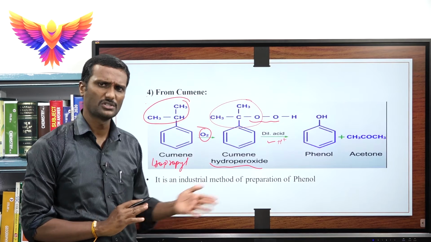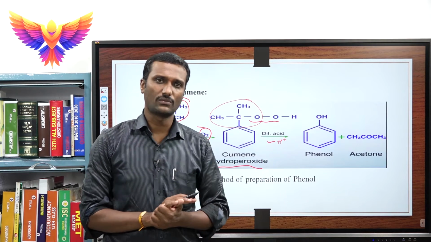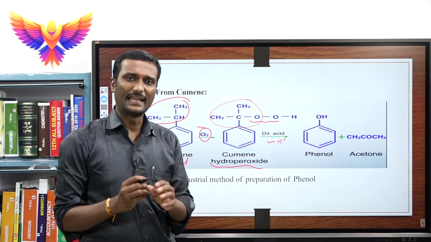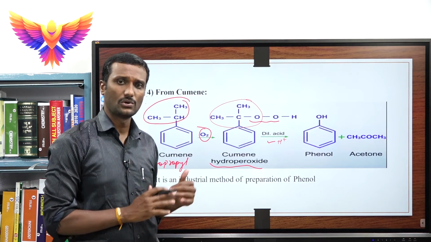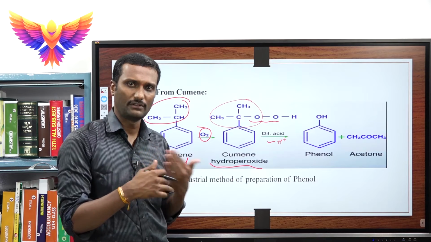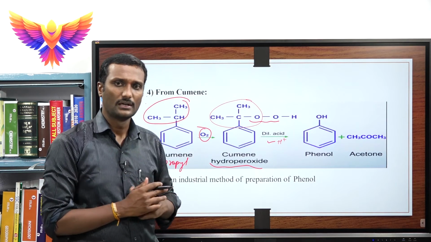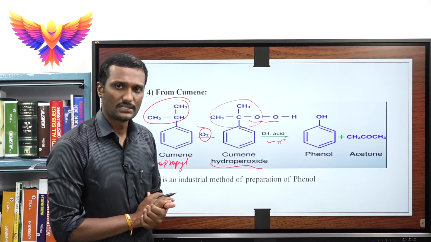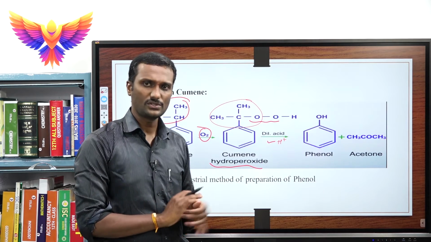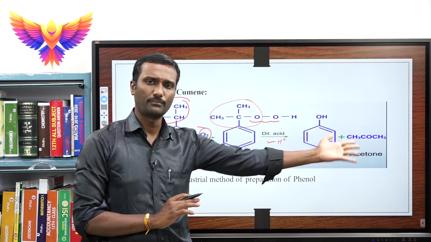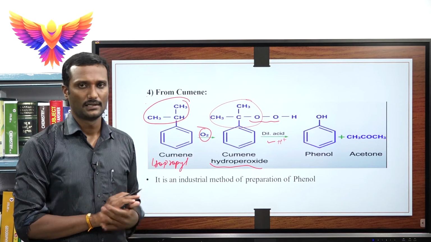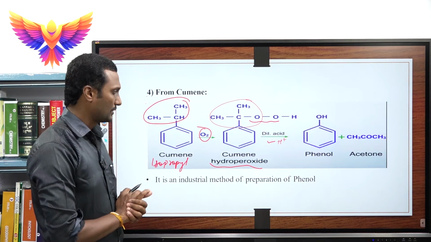as well as the ketone, because we know acetone is one of the byproducts that we use to remove nail polish, and also to clean a whiteboard. When we use a marker pen, if the mark is not removed, then we use acetone. It is very volatile in nature. Because of that property it is very important, that's why we use this method in industry to prepare phenol plus acetone. So I hope you understood.